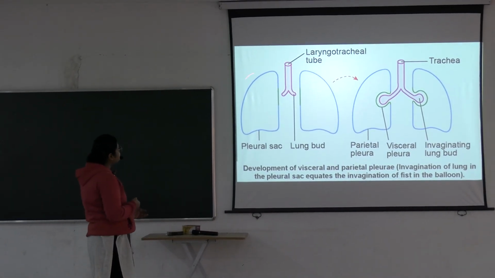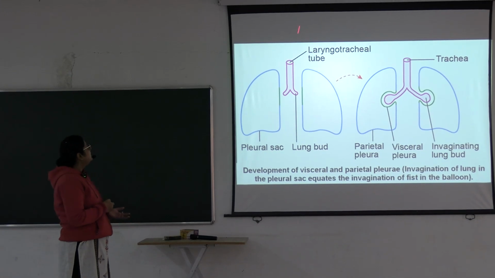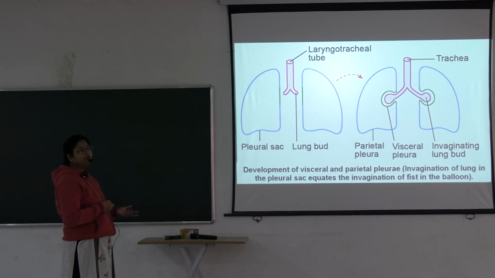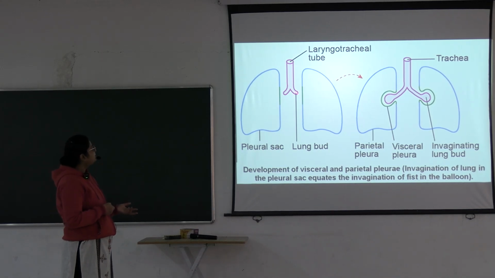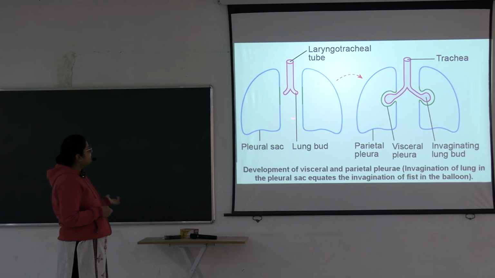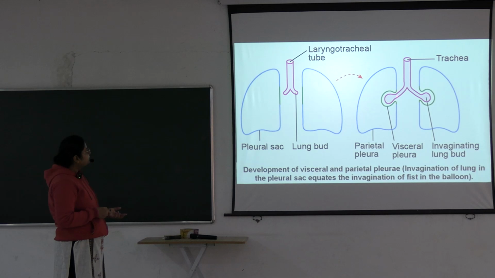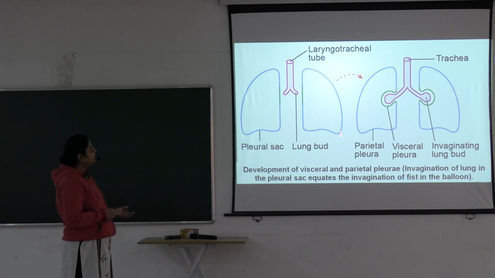Okay, so first this pleural sacs are formed. Lung part are developing from the laryngotracheal tube. From the end of this tube, two lung buds are forming. They are gradually invaginating into this pleural sac to form the lung. Okay, and that's how the pleura is divided into visceral and parietal pleura. So this green portion is gradually forming the visceral pleura, and this blue lining is forming the parietal pleura, and this is the invaginating lung bud. Okay, understood?